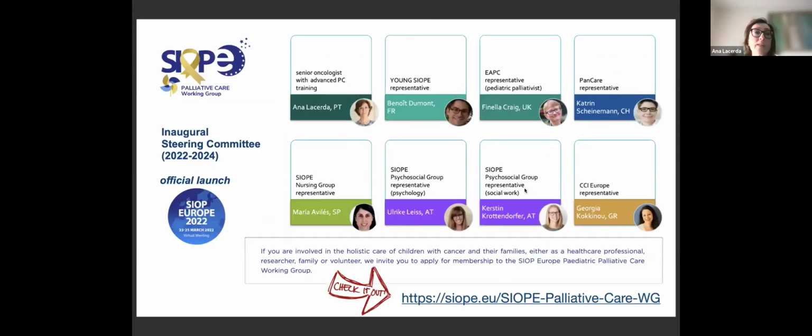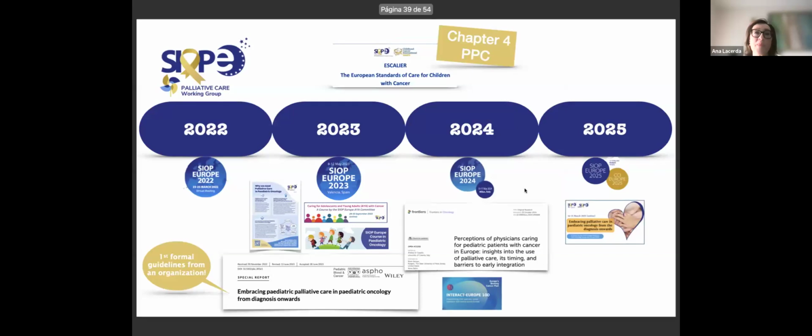And as Catherine already said, in 2022, SIOP Europe started this palliative care working group. And this is the inaugural steering committee. Now people have changed because it's a 3-year term. And this was officially launched in 2022. So please do check our page if you haven't yet.